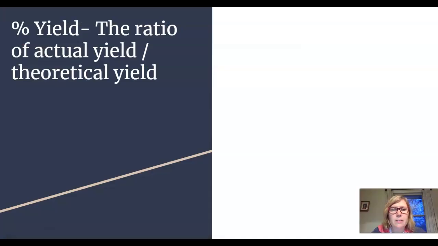So the percent yield is the ratio of the actual yield divided by the theoretical yield. It's like any percentage that you get, it's part over whole. Actual amount comes from the chemical reaction, performing the reaction in a laboratory setting. The theoretical yield is the information or the amount that you get from the BCA table.